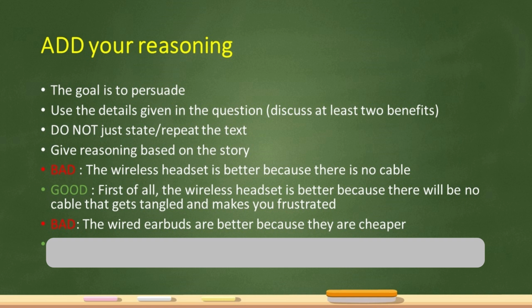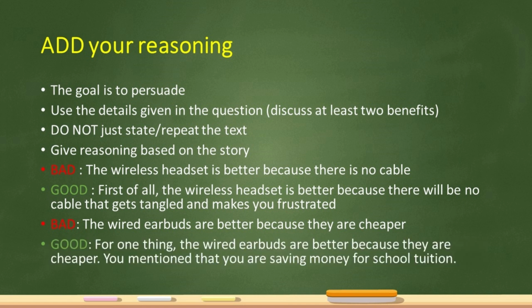Another one. The wired earbuds are better because they're cheaper. So don't just say that they're cheaper, but explain how that is relevant to the person. Instead, you could say, the wired earbuds are better because they're cheaper. You mentioned that you're saving money for school tuition.